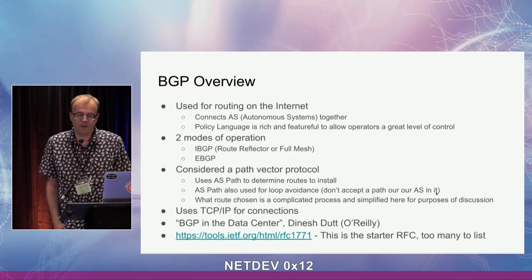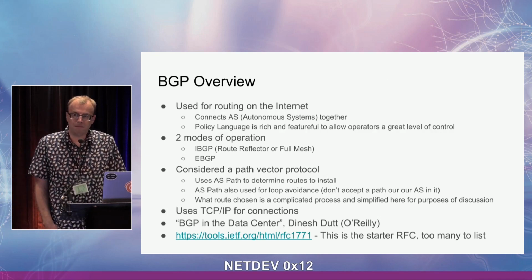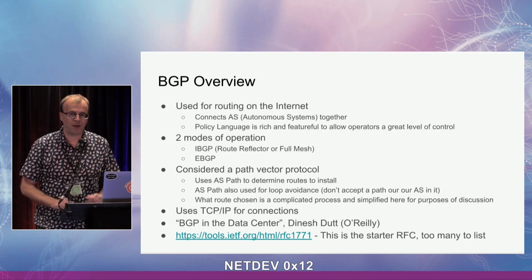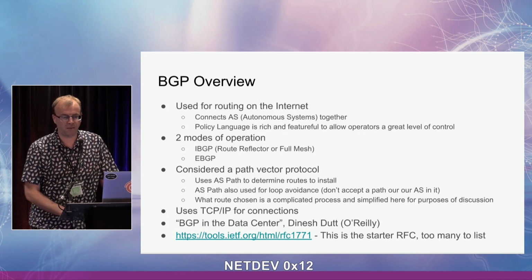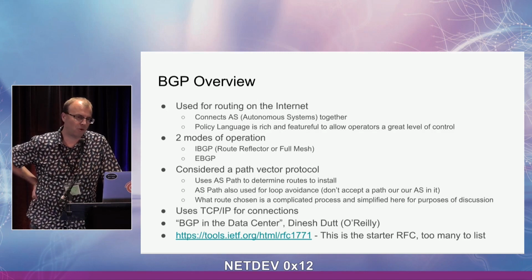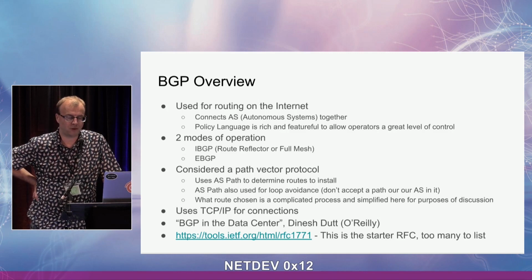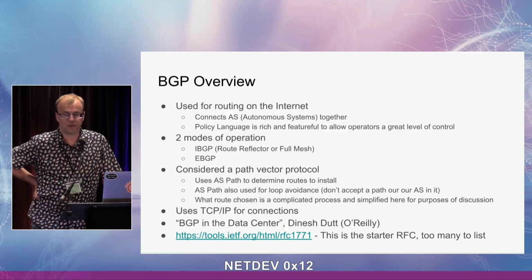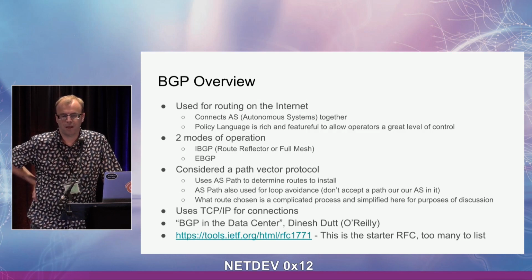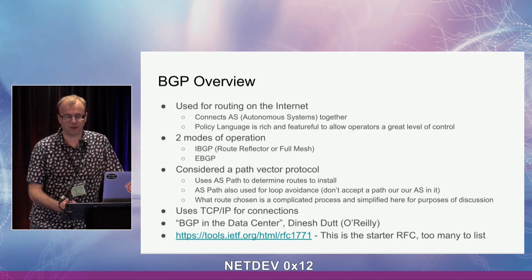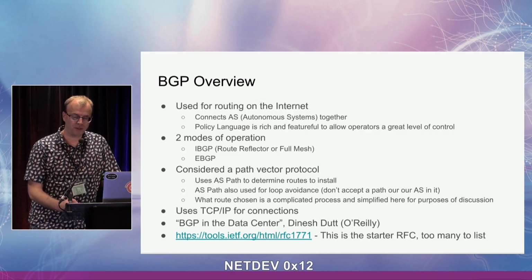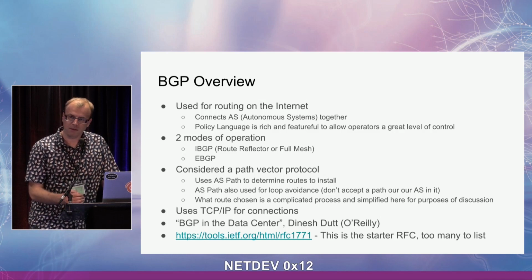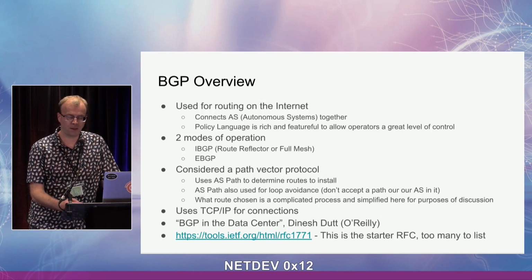All right, so what is BGP? BGP is what is used to make routing decisions on the internet. If I'm connecting a company to another company, or I'm connecting to a service provider, you're going to use BGP. It connects autonomous systems together. It has a policy language that is both rich and featureful to allow operators a very fine level of control.